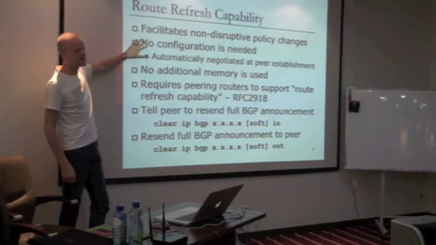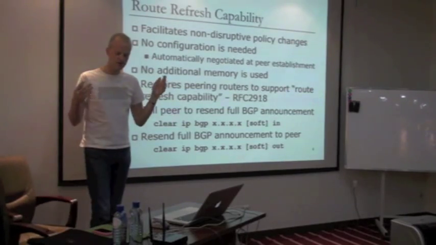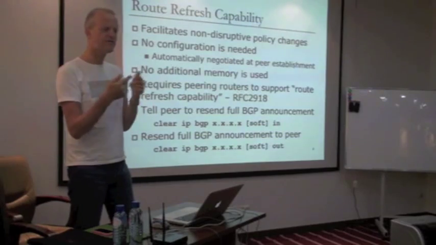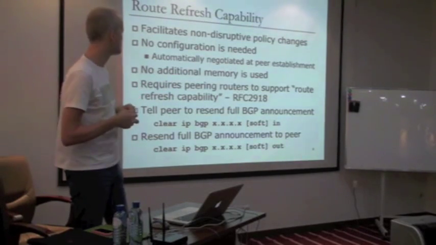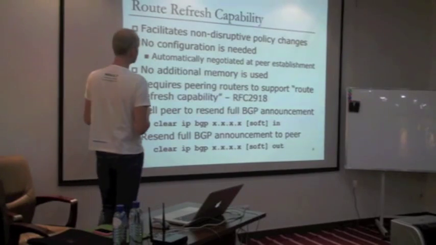So you don't need to configure anything. The routers negotiate automatically. So when you start up a BGP session with the neighbor, you see that route refresh is negotiated automatically between the two routers. Doesn't need any extra memory.